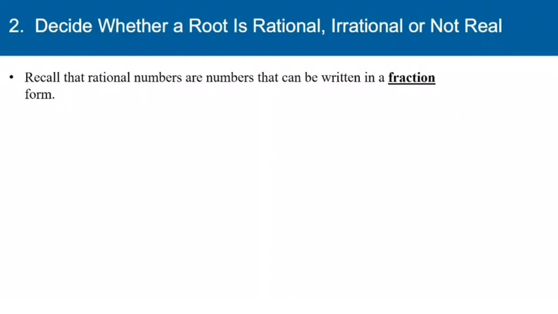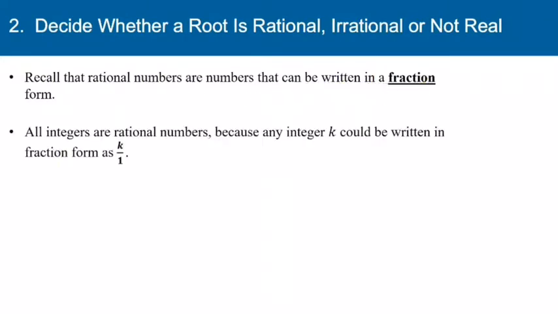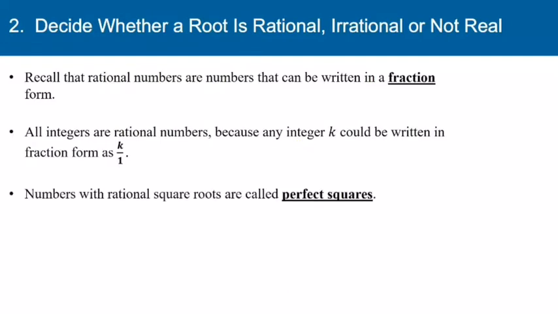So first, we need to recall what rational means. Rational numbers are numbers that can be written in a fraction form. So of course all integers are rational numbers because any integer can be written with a denominator of 1, and that's a fraction form, and therefore it's rational. And I think on one of the previous slides I used the term perfect squares. So numbers with rational square roots are called perfect squares.